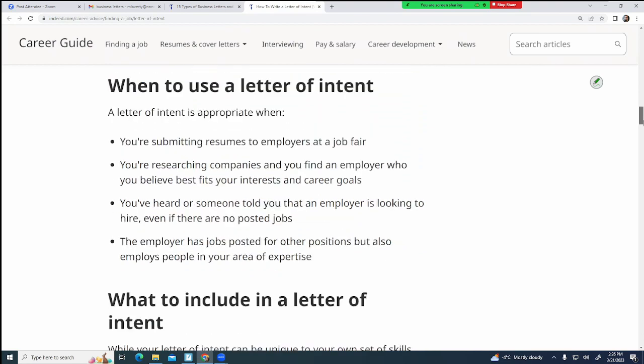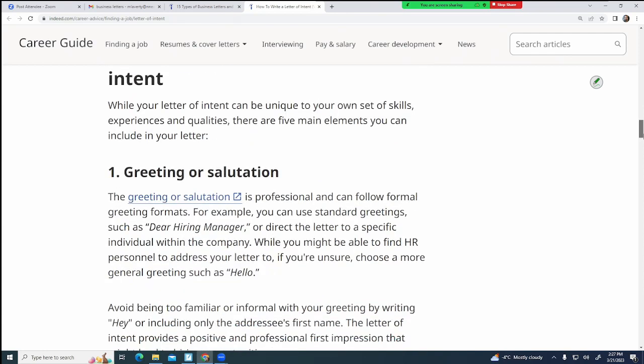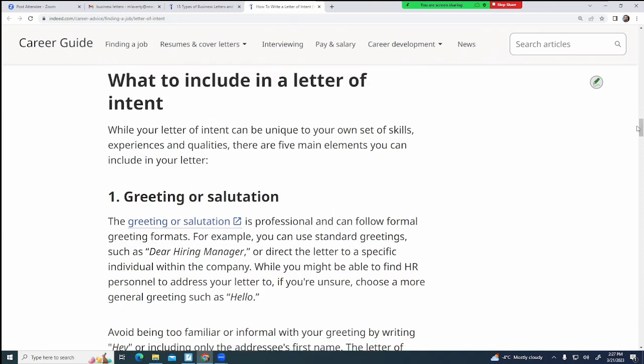So a letter of intent is appropriate when you're submitting resumes to employers at a job fair, you're researching companies and you find an employer who you believe best fits your interest and your career goals, or someone told you that an employer is looking to hire, even if there are no jobs posted. The employer has jobs posted for other positions, but also employs people in your area of expertise, right? So the letter of intent, I'm assuming from that discussion, is applying for a job.